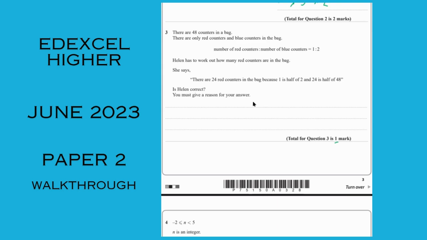Alright, at the end of the day, 48 counters. As you can see, if a ratio is 1 to 2, that means the red counters will account for a third, 1 out of 3, and the blue will account for 2 out of 3. So you could go down the fractions route, and so that obviously disregards the half. If you wanted to actually work it out, that means you get 16 to 32. But either way, don't waffle for too long.